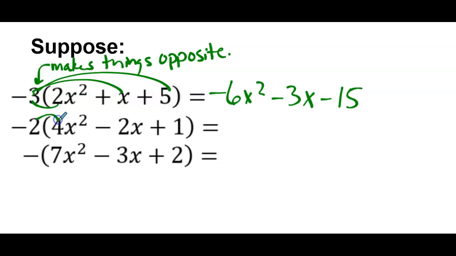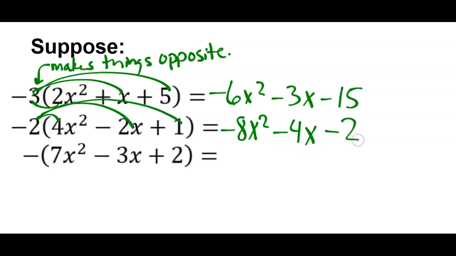What about my negative 2? What am I going to get there? Negative 8x squared. Negative 2 times negative 2 is going to give me negative 4x. Negative 2 times 1 is going to give me negative 2. All right. So what about if I just have a negative 1 in front of there? Just an imaginary negative 1. What's going to happen? Well, the things are still going to change. It's just going to stay the same coefficient. So negative 7x squared. Negative 1 times negative 3 is going to give me positive 3x.